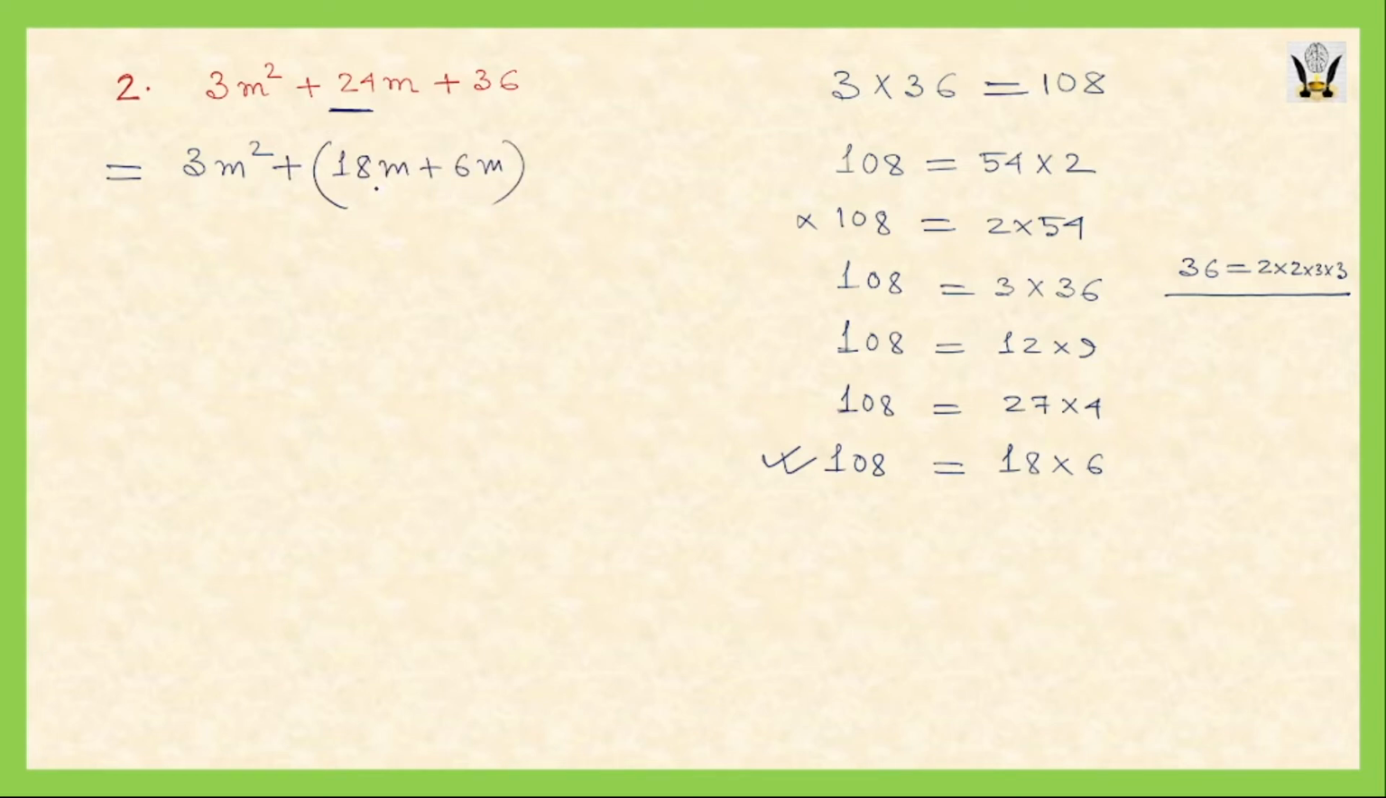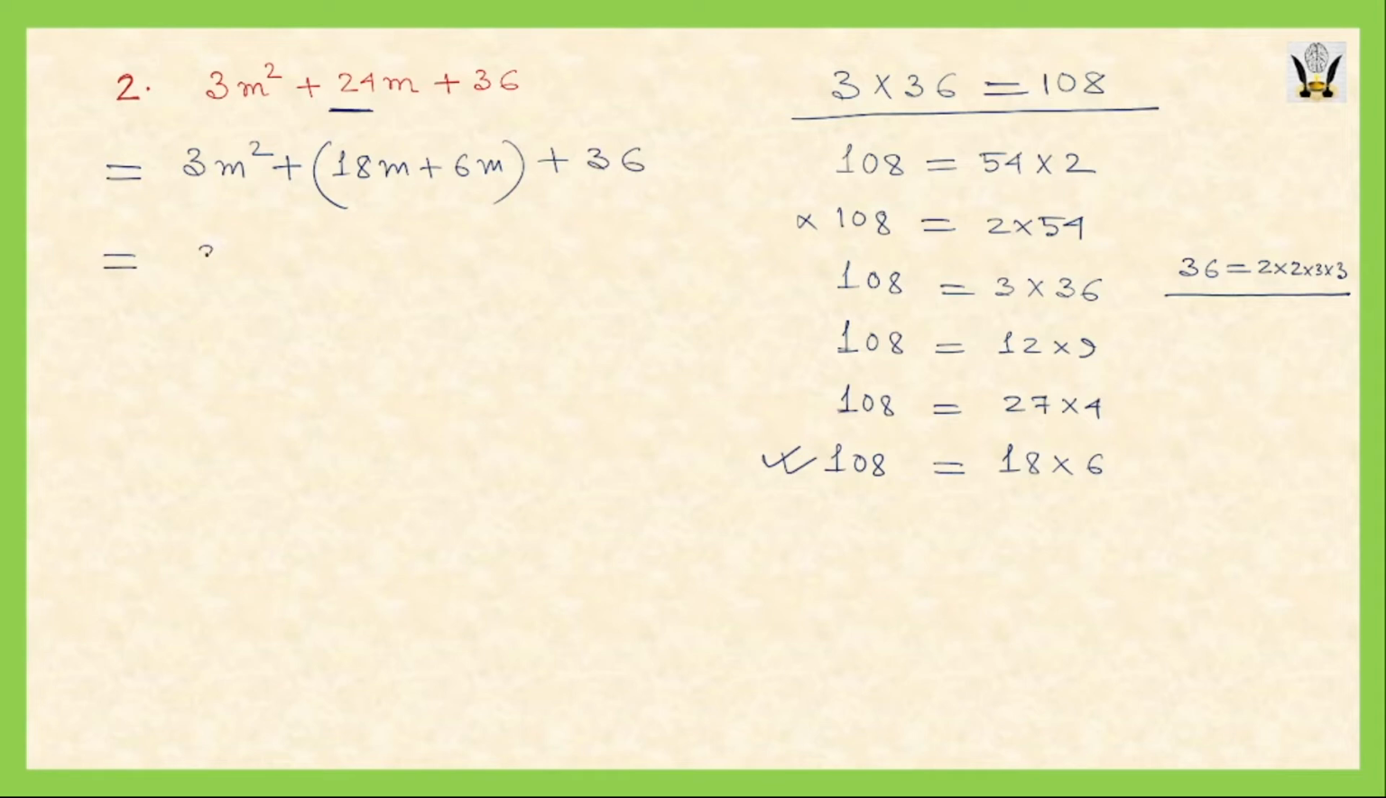Now 24m can be expressed as 18m plus 6m. So 18m plus 6m, if we add, then that gives us 24m, and when these two values, 18 and 6, we multiply, that gives us 108, which is equal to the value we obtained by multiplying the coefficient of m square and the constant coefficient. So 24 can be expressed as the addition of these two terms. Now we have the constant term 36.